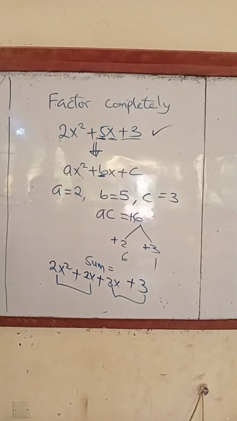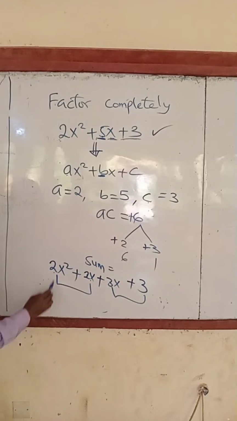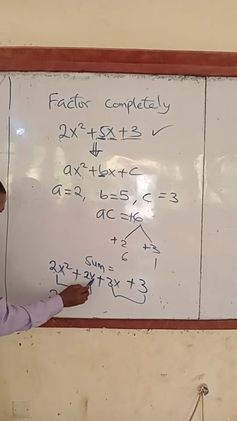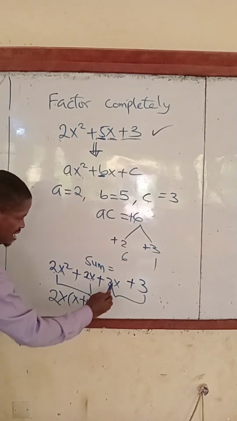So the next thing to do now is to factorize the first 2 together. The first 2: 2 is common, 2 is here, 2 is here. Take it out. X squared is here, x is here. Take the x as common. Take it out. So you have this plus 1, plus this one and this one.